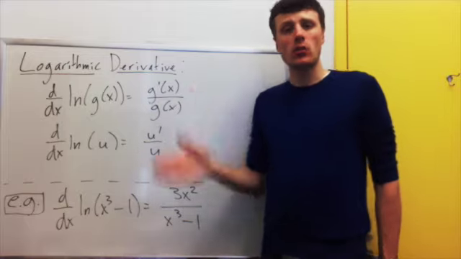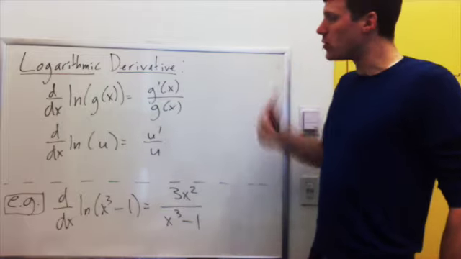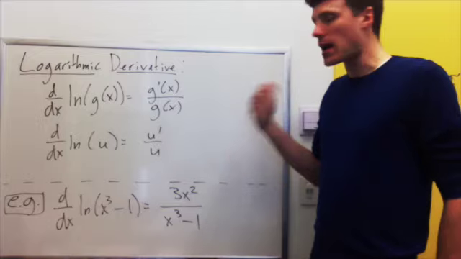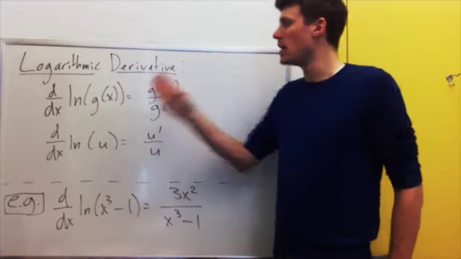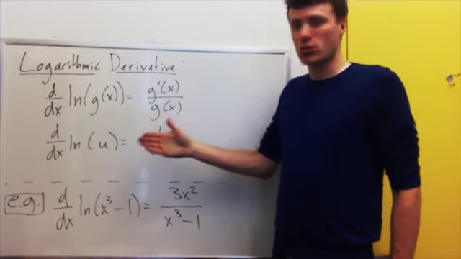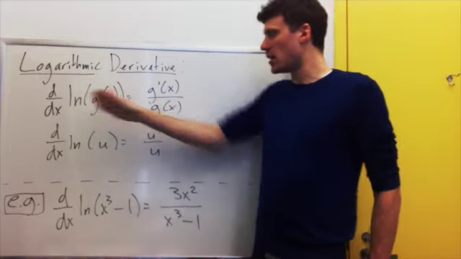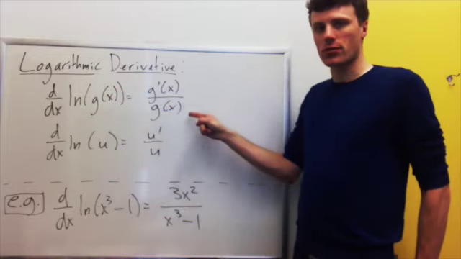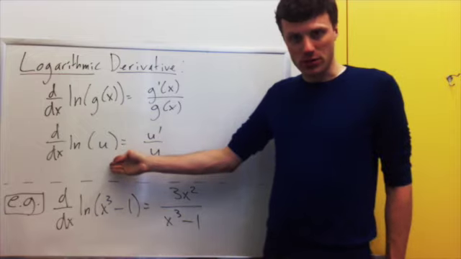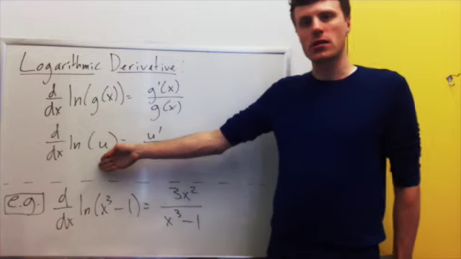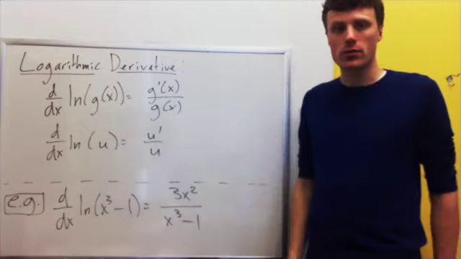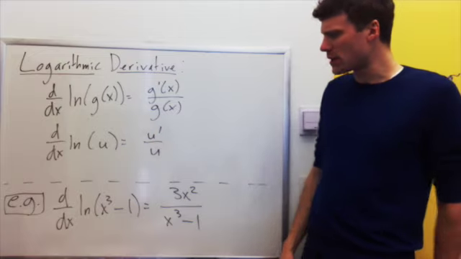But I don't want you to have to do the chain rule in your head or on paper every time you see this sort of derivative. So let's think of this as just a rule. The derivative of the log of g is g prime over g. In variable notation, the derivative of the log of u is u prime over u. Okay, so let's apply this.